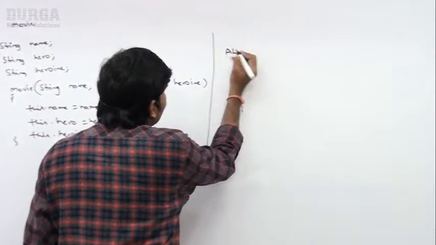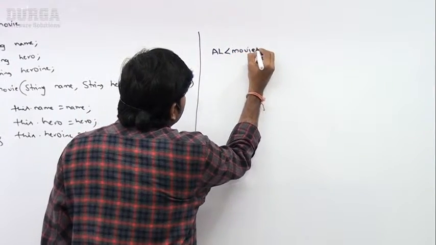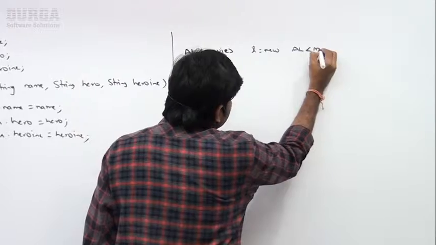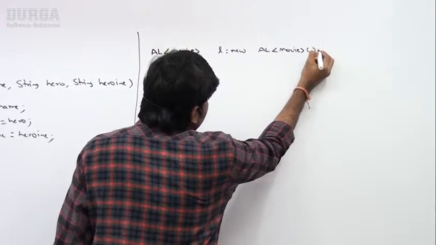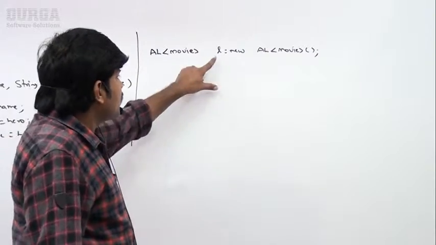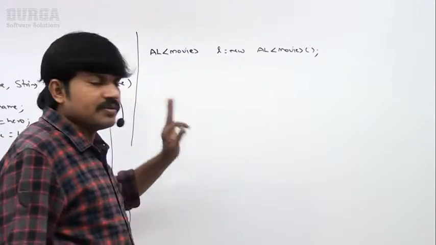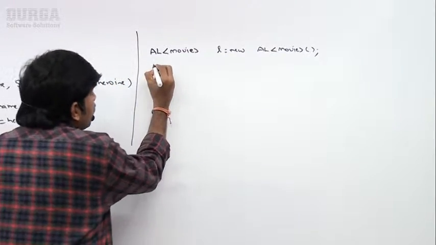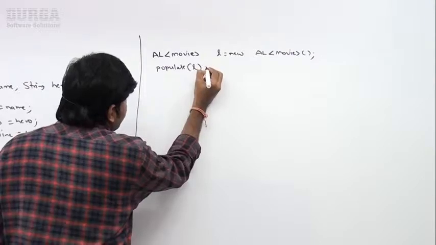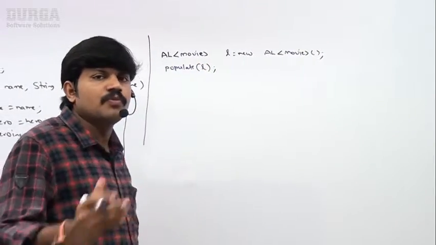Now what I want to do is create one ArrayList object to hold the movie objects. ArrayList of Movie l is equal to new ArrayList of Movie, like this, right? Sir, for this ArrayList, I want to add several movie objects. What I'm calling, sir, is populate. In the last example, we covered this type of concept. I'm calling the populate method to populate this list with the movie objects.